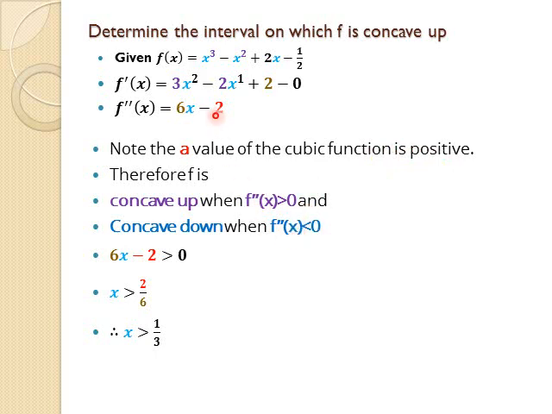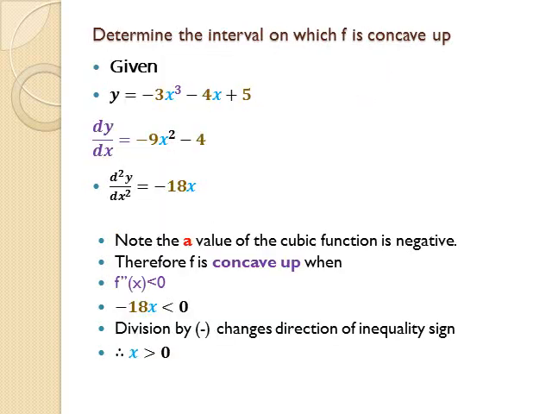Therefore, since I want concave up, I'm going to write 6x minus 2 greater than 0, because they said concave up, so my second derivative is greater than 0. If I take 2 across, it becomes positive 2, and divide by 6: x greater than 2 over 6. If I simplify, 2 goes into itself once and into 6 three times, so x greater than a third will ensure that the graph is concave up on that interval. Let's look at the next problem.